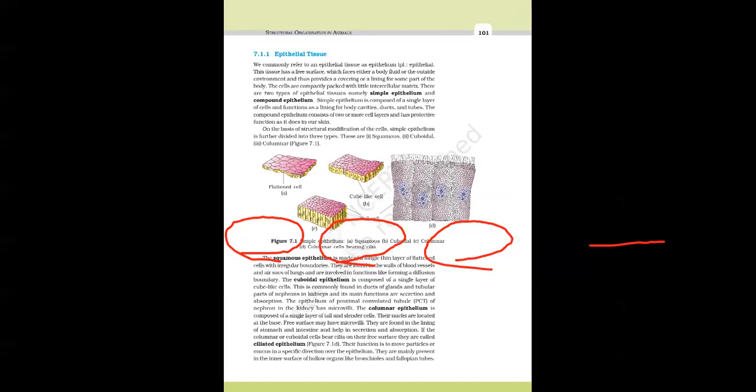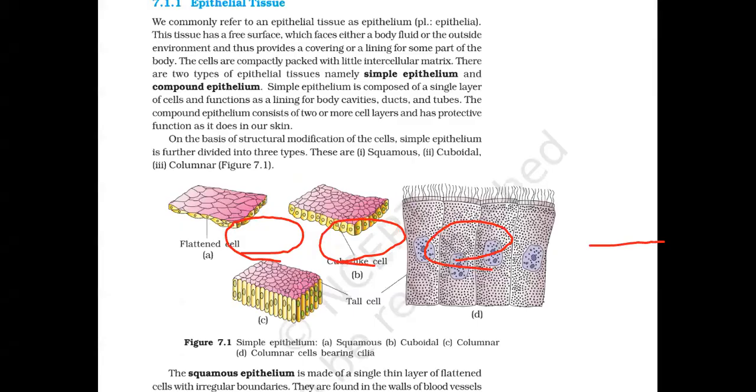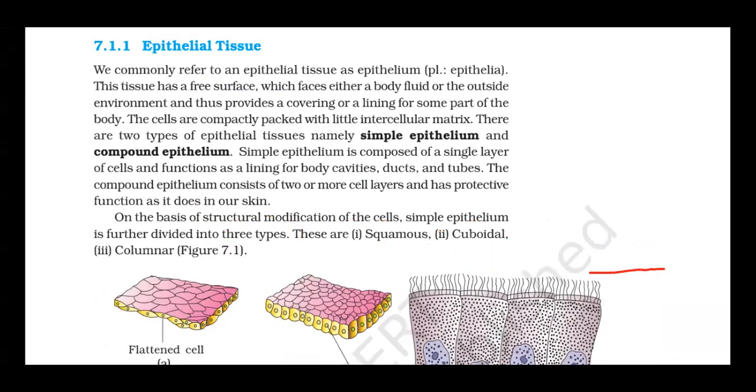the first one is epithelial tissue. In the epithelial tissue, it is commonly referred to as epithelium. Okay, it has a free surface. The first point is the free surface, which faces either a body fluid or the outside environment. When we say body fluid, the edges of the hollow organs in the body are made up of epithelial tissue. So it looks like this.